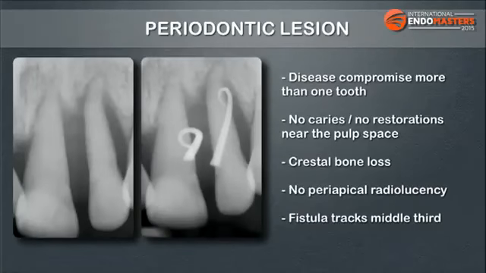Periodontic lesion. These two periapicals represent the typical radiographic presentation of a lesion of periodontal origin. Disease is compromising more than one tooth. There is no decay nor fillings associated with the tooth. There is crestal bone loss with no periapical lesion, and fistula tracks to the middle third of the roots.